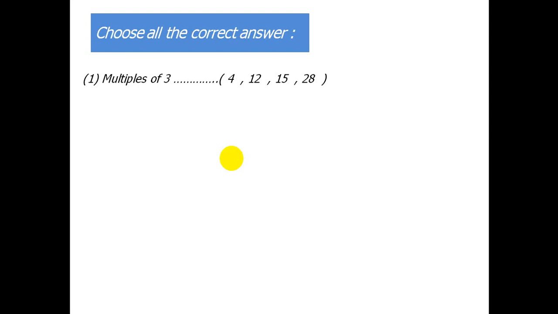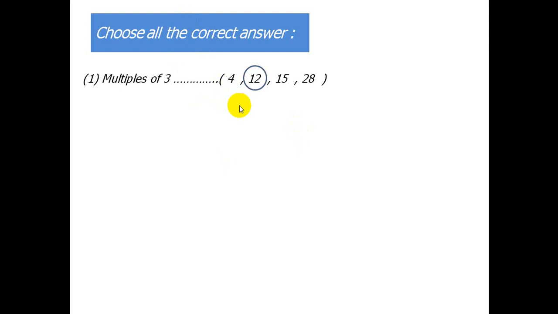Let's remember, 3 times 0 is 0. 3 times 1 is 3. 3 times 2, no, it's 6. 3 times 4 equals 12. I get 12, yes. It's a correct answer. So I will take it.